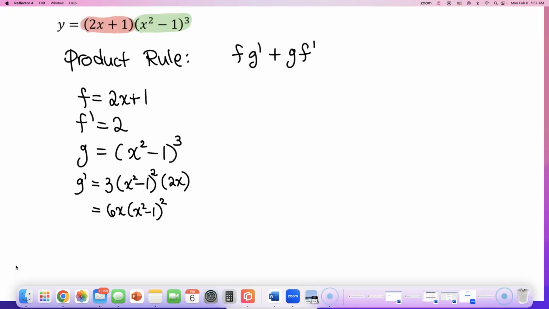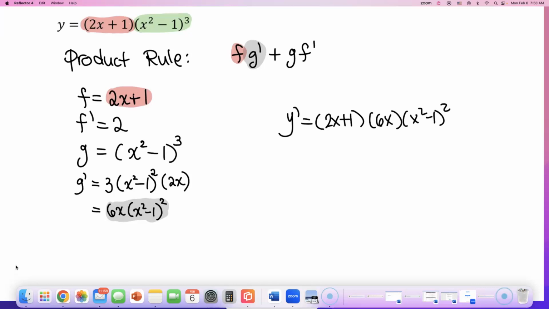So let me go ahead and put these together. The derivative of this function will be, all right, what did I put first? First times, and the first is just 2x plus 1. So write that down first, 2x plus 1. We multiply this by the derivative of the second piece, the g prime. And remember, g prime is what we found over here using the chain rule. So you write that down, but I'm going to put the 6x in a parenthesis too: 6x, (x squared minus 1) squared. And then put the plus sign.